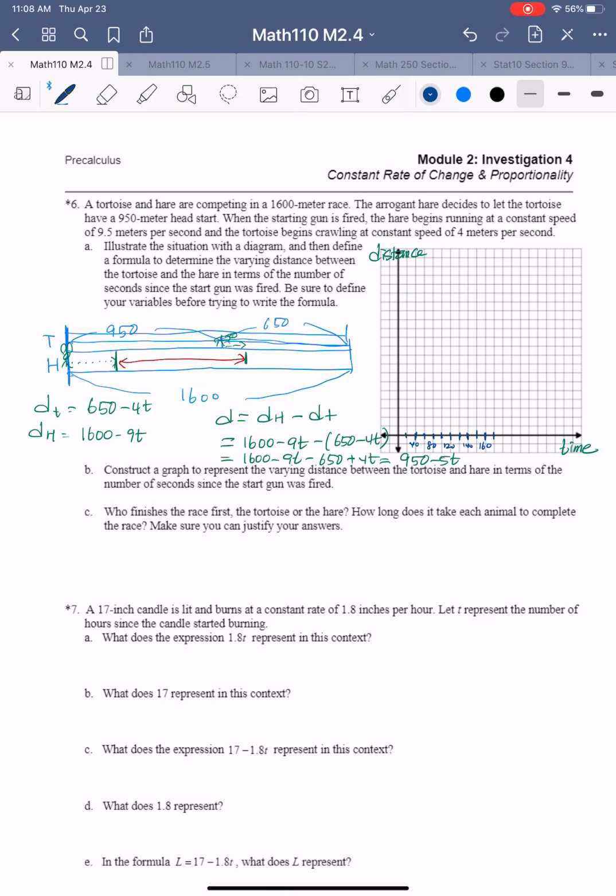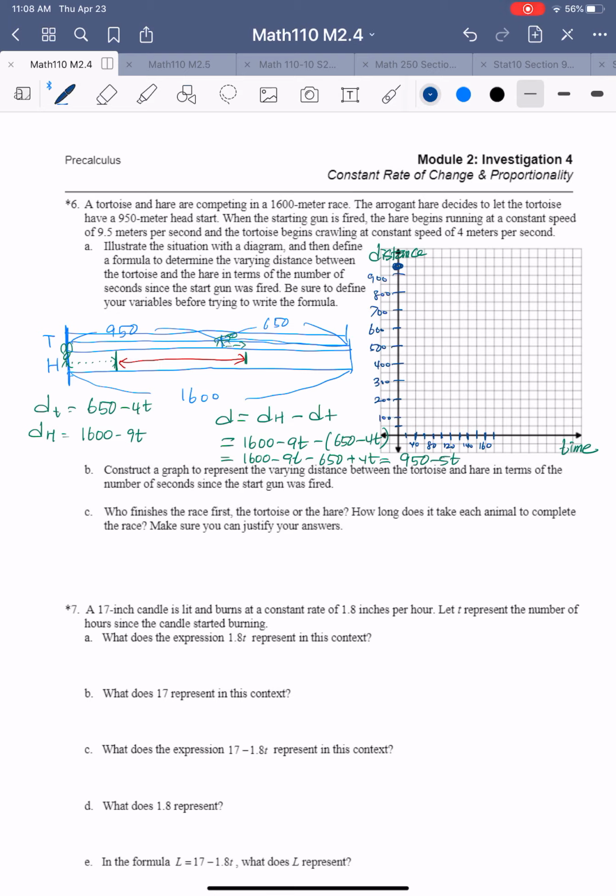And on the other side, I want to make each one a 50. So 100, 200, 300, 400, 500, 600, 700, 800, and 900, because we're starting from 950. So 950 is about here.